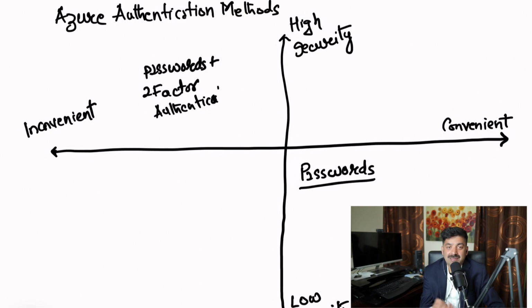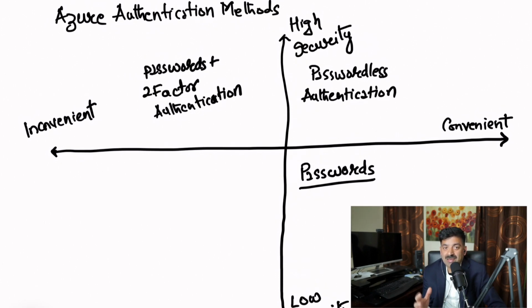There is another way of doing authentication and authorization, which is convenient and high security. That is called passwordless authentication. I learned about passwordless authentication when I was learning this topic. It's a very cool way of authenticating yourself without providing a password. It's about setting yourself up on some device and then you can log in. We'll go into more detail a little bit later.